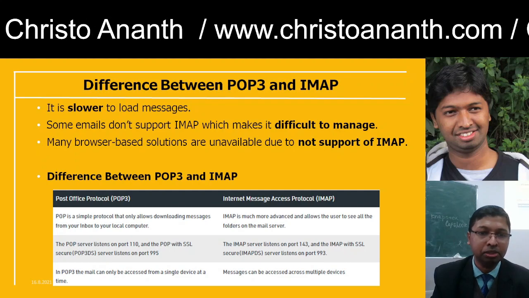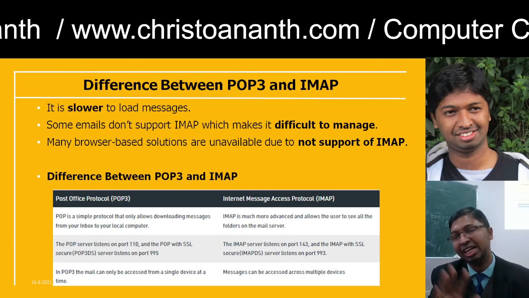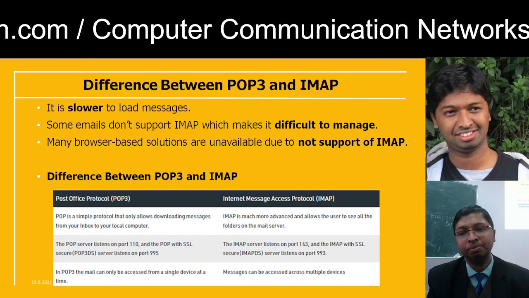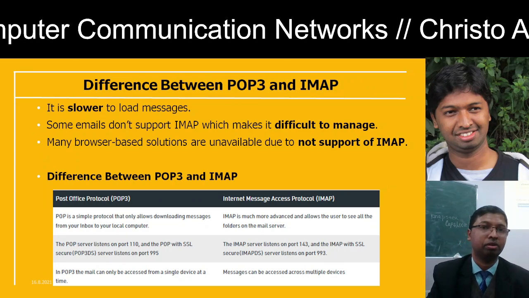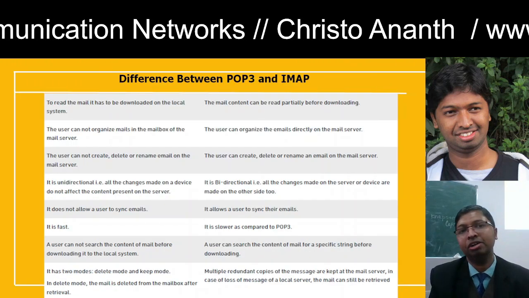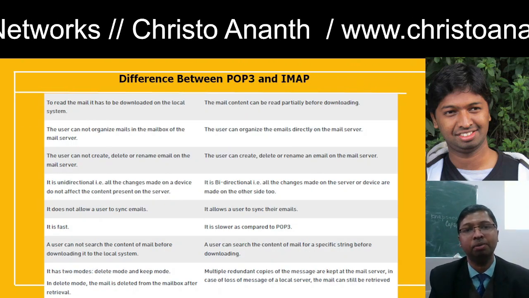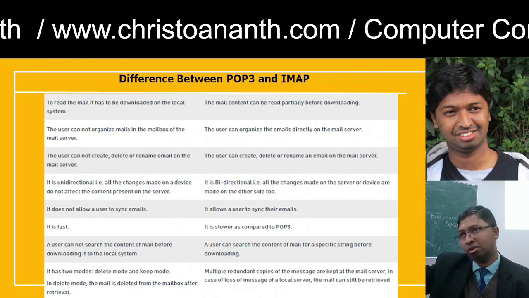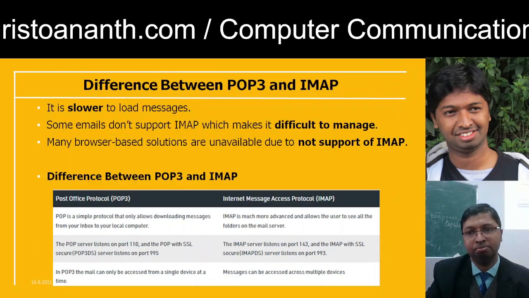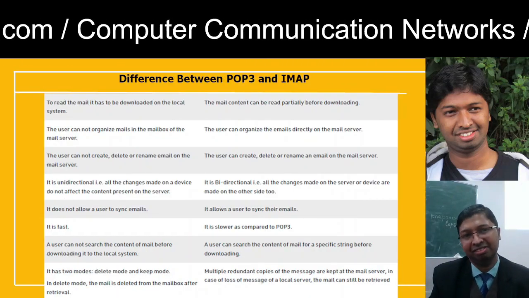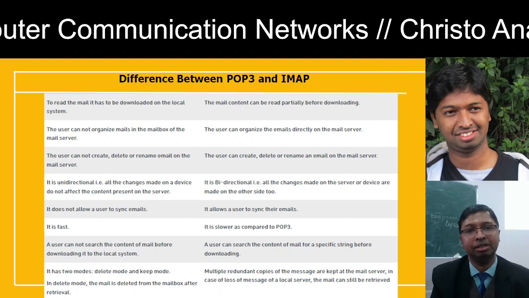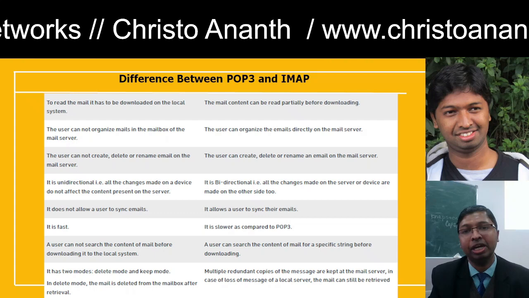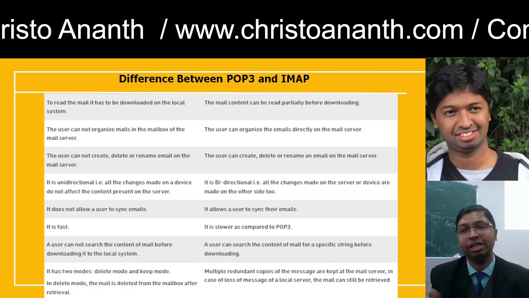Okay, in POP3 the mail can be accessed from a single device at one point of time, but in IMAP the messages can be accessed across multiple devices. So in order to read the email, especially in POP, it has to be downloaded on the local system, but in the case of IMAP it can be read partially before downloading. Okay, so in POP the user cannot organize mails in the mailbox of the mail server, but in the case of IMAP the user can organize the emails directly on the mail server.